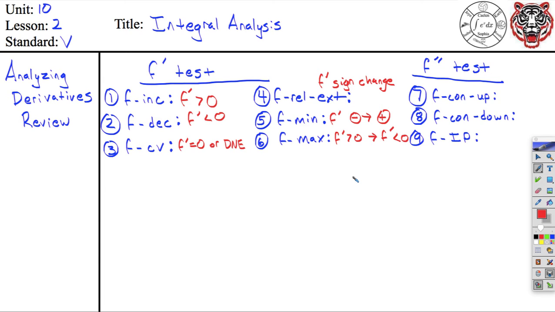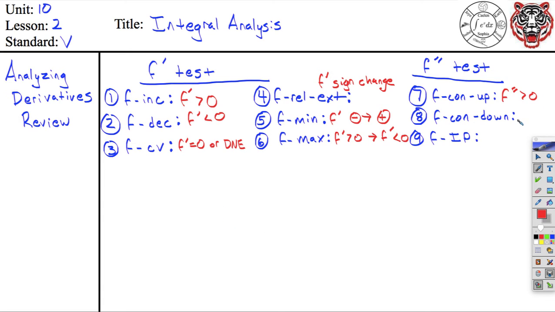And F double prime tests. So now we're dealing with F double primes. Concave up. It means when there's a curve in the line and then the arrows go up. Yeah, so you're thinking about something that looks like this. So this is concave up right here. What does it mean in terms of our notation over here? Oh, F double prime is greater than 0.